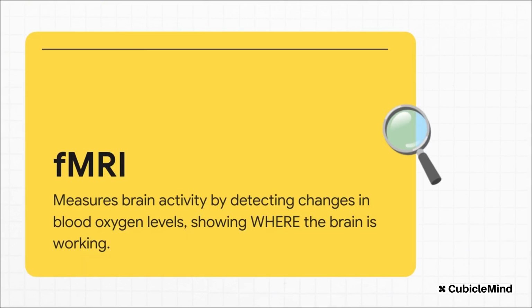It works on a really cool principle. When a part of your brain gets busy, it calls for more oxygen, just like your muscles do when you exercise. fMRI is basically a super sophisticated blood oxygen tracker. It creates this dynamic map showing which parts of the brain are working the hardest, and it has amazing spatial resolution. It's the workhorse of modern cognitive neuroscience, for sure.